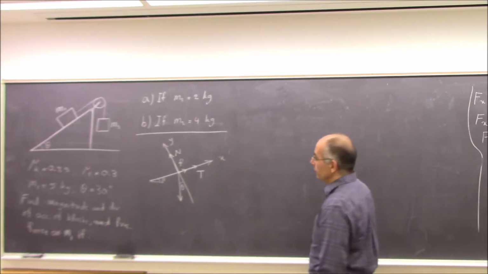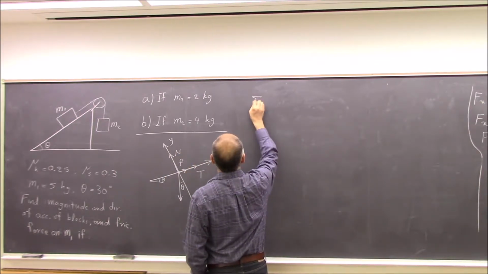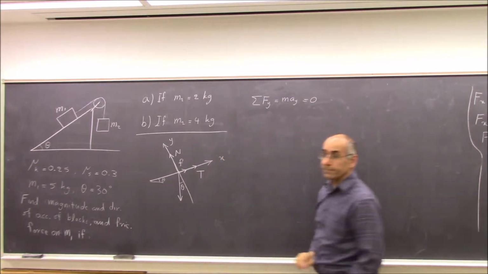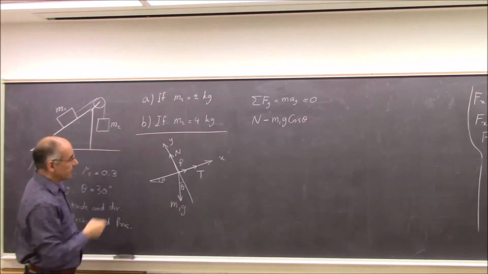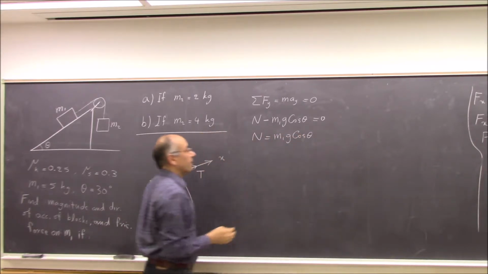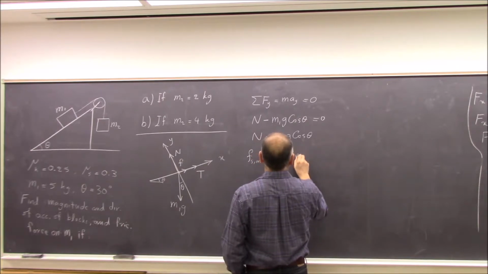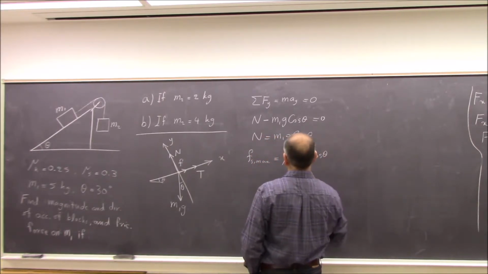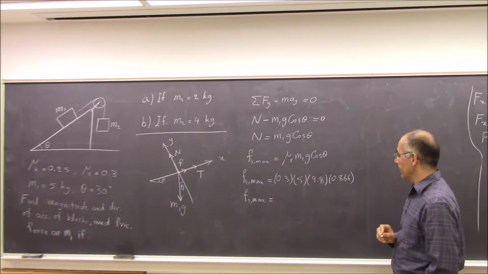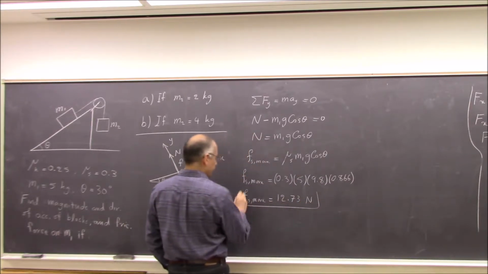We can find the normal force by analyzing the y component of motion. We know that there's no motion in y direction, so the sum of Fy is equal to m ay, and ay is 0, so this will be 0. So the normal force is equal to m1 g cosine theta. So Fs max is equal to mu s m1 g cosine theta. How much is that? Is it 12.73? That's what I got, Newton. So this is Fs max.